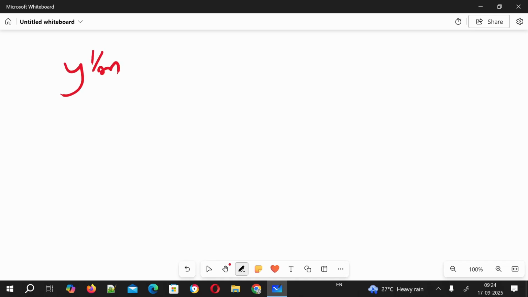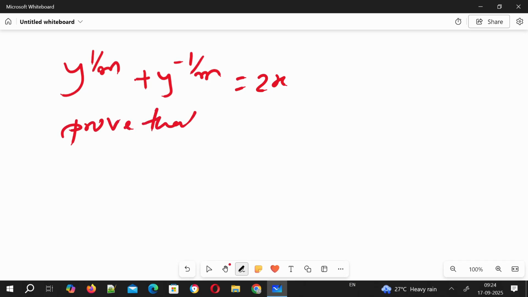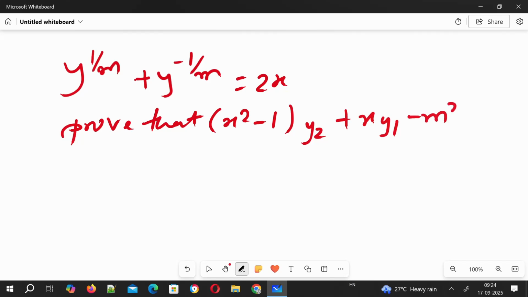In this video we'll learn about one of the most common problems related to the math: y to the power 1 by m plus y to the power minus 1 by m equal to 2x. This equation is given and you need to prove that x to the power 2 y2 plus x y1 minus m to the power 2 y equal to 0. This equation is given and you need to prove this one.